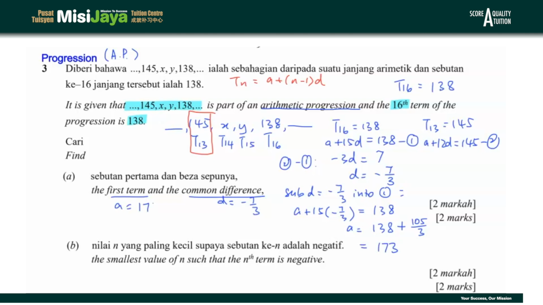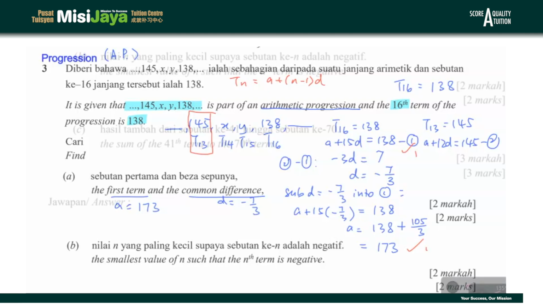So 173. And this question is 2 marks. So where do we get the 2 marks? The first one, if you manage to get this correct, this is 1 mark. And then finally, if you can get your A, you get 1 mark for this. Why is there no 1 mark for D? It's because if your D is incorrect, your A will be incorrect. So your A answer actually depends on your D. So here is 2 marks.